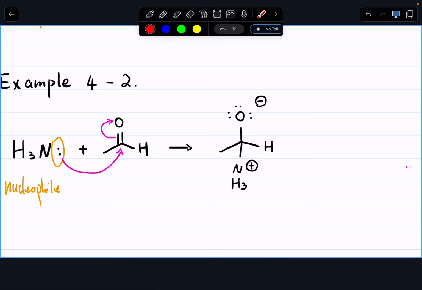What do we have? We end up having my nitrogen carbon bond being formed, and then my nitrogen will have 4 different things around it. We have a formal positive charge on the nitrogen. The electrons in the double bond end up on the oxygen, so we have an anionic oxygen there. All right, and this is called a zwitterionic intermediate.